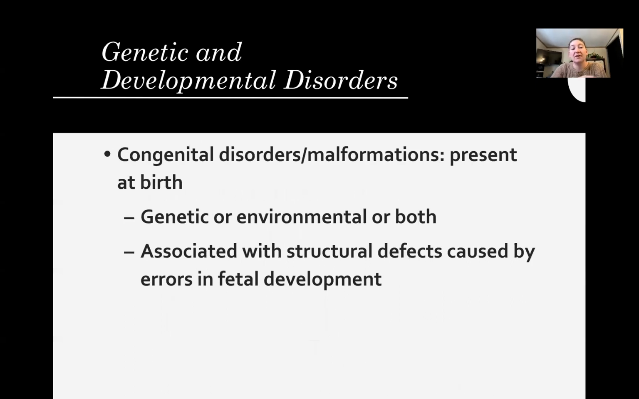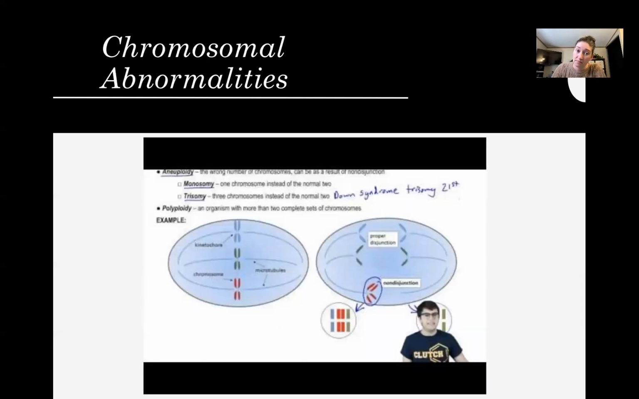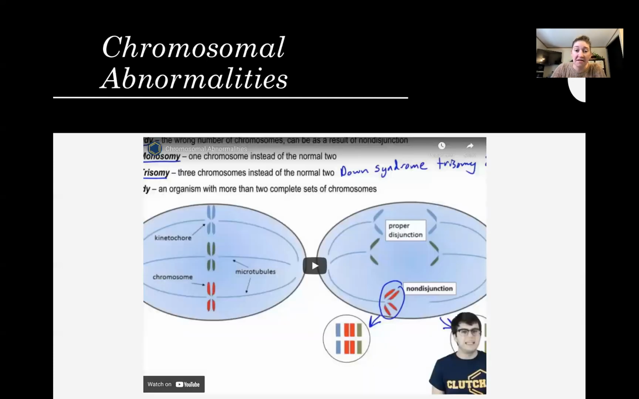So congenital disorders and or malformations are present at birth, genetic or environmental or both, and they are associated with structural deficits caused by errors in fetal development. So here's another video that kind of explains a lot more about that.